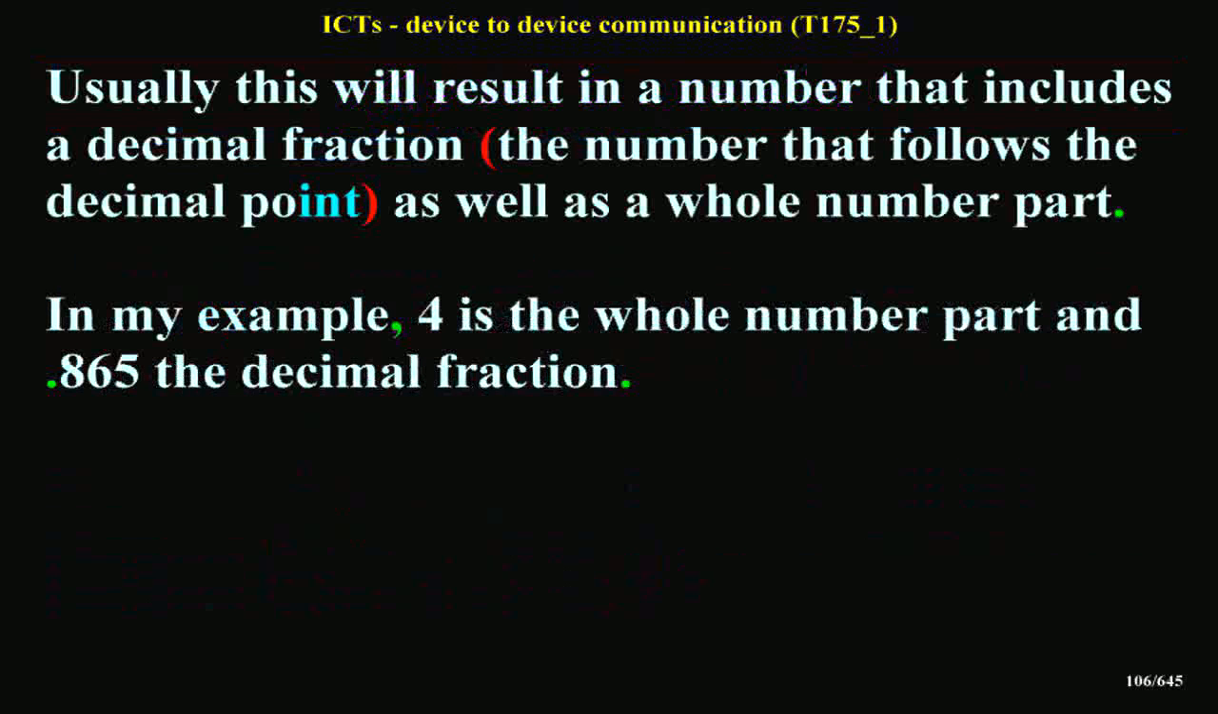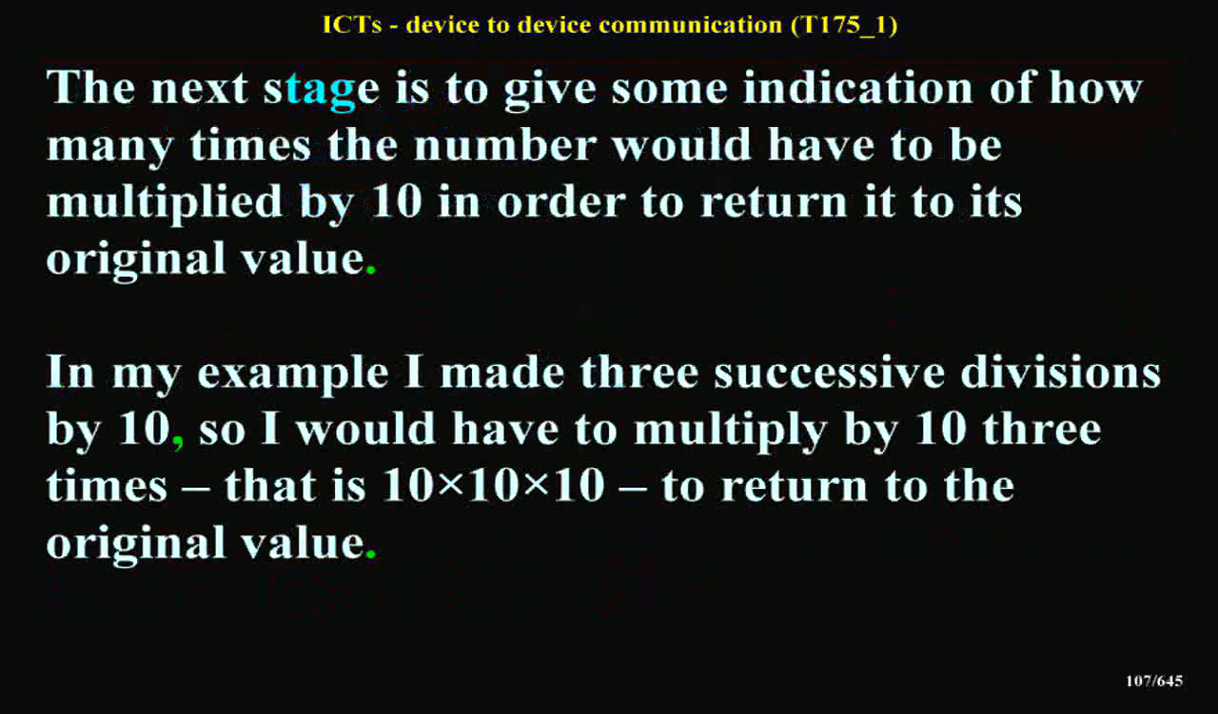Usually this will result in a number that includes a decimal fraction, the number that follows the decimal point, as well as a whole number part. In my example, 4 is the whole number part and 865 the decimal fraction. The next stage is to give some indication of how many times the number would have to be multiplied by 10 in order to return it to its original value.